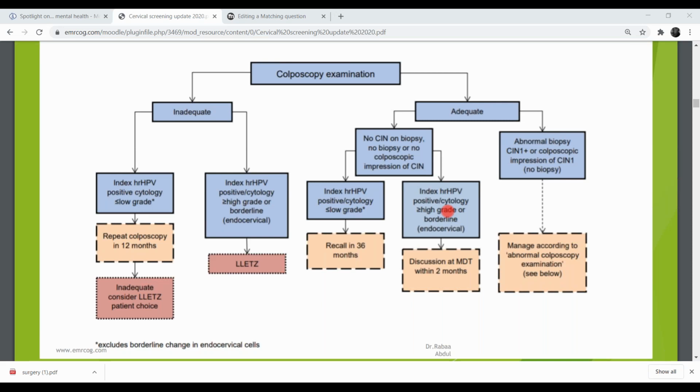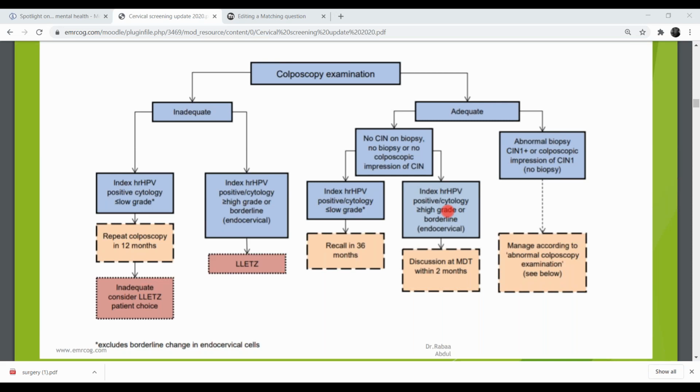So colposcopy normal, but her HPV was positive and her cytology was high grade. Does this mean anything for you? No, it doesn't mean anything. So this patient will need an MDT review. She will need a discussion with the MDT in 2 months.